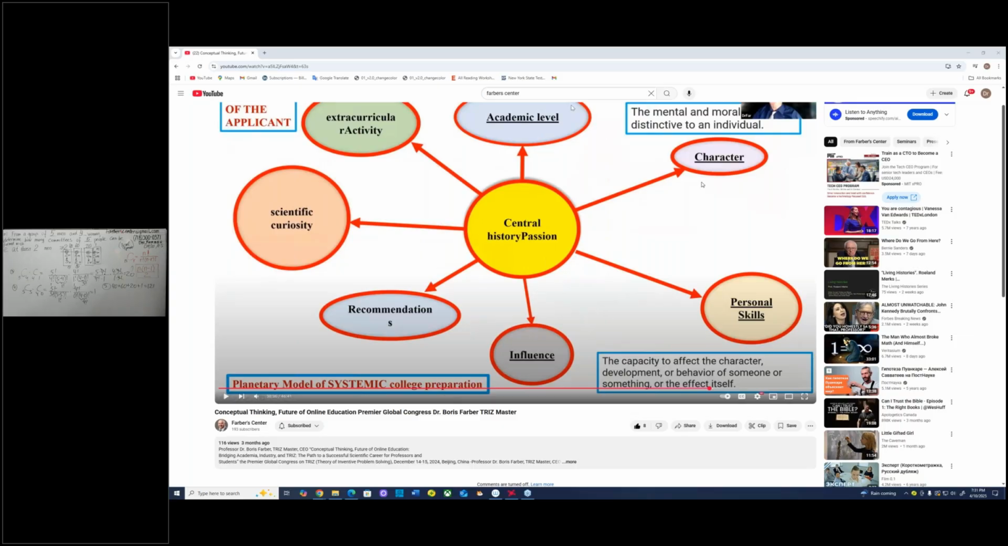Look at this diagram briefly. You see the criteria they're looking for? Academic level is one of the criteria. Extracurricular activity is supposed to be very strong, like Karen emphasized. If you have medium results, they don't care about this. They appreciate scientific curiosity. They're looking for real recommendations, not fake, from top research companies. They take into consideration influence, personal skills, and character. All this you're supposed to combine together.